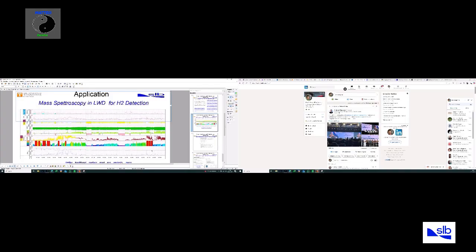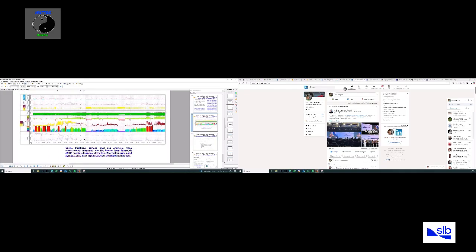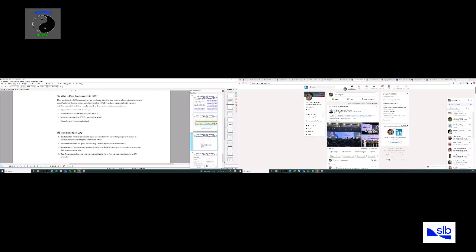So here, from the courtesy of Schlumberger, we have an example of this, and it's clear that we have this kind of example of mass spectrometry and the presence and detection of hydrocarbon.